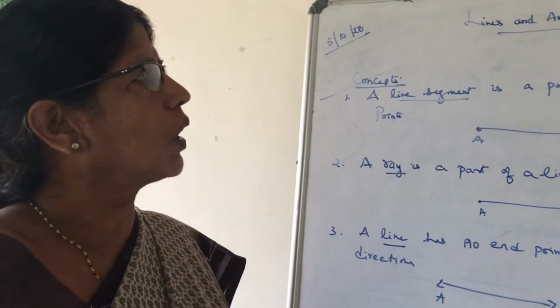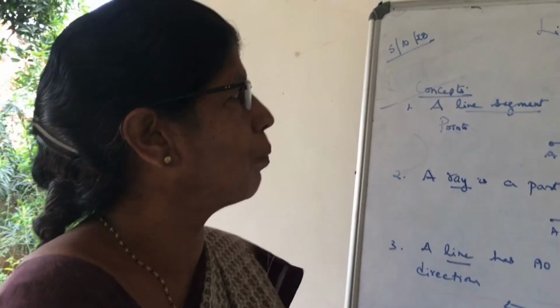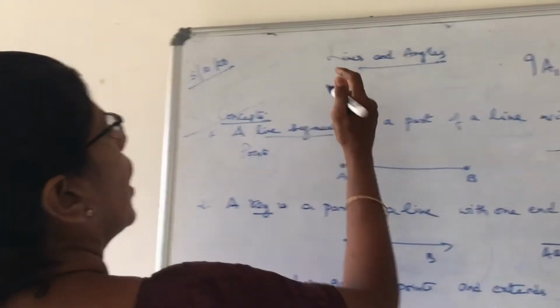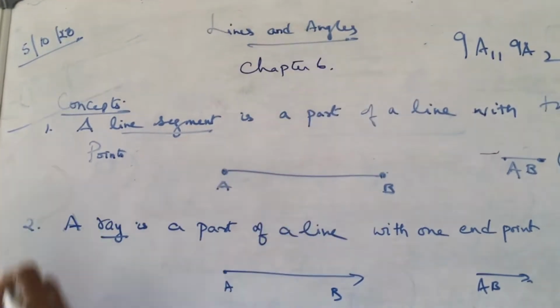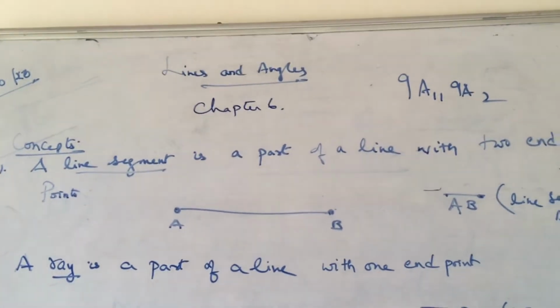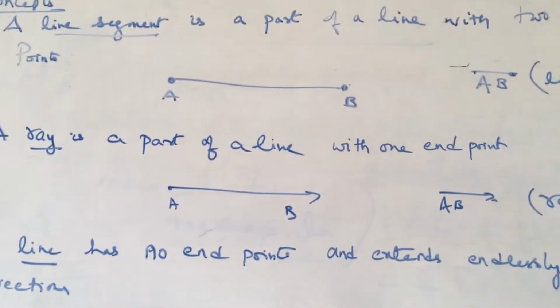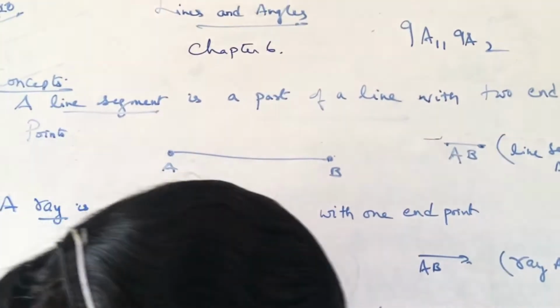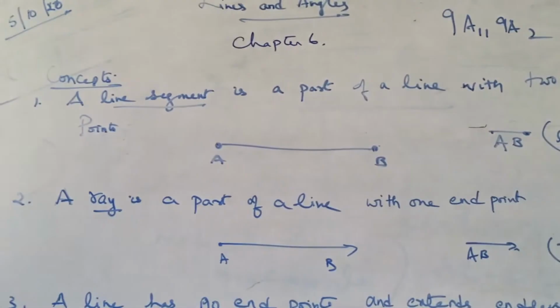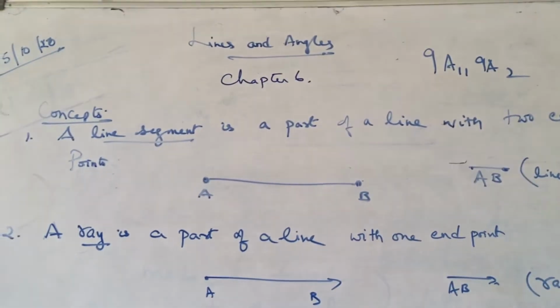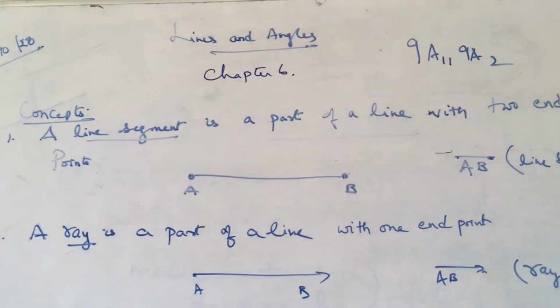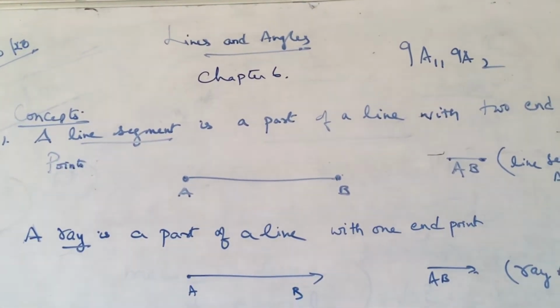Now, today's class we have a new chapter, lines and angles. The concepts you have been learning in your earlier classes, children, you have already learned in your primary classes. Now coming to today's class, children, the fundamentals of the topic. You have heard the name line, ray, line segment.